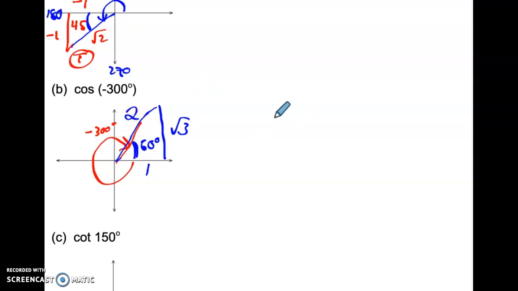So cosine of negative 300 is just going to be the adjacent over the hypotenuse, so 1 over 2.